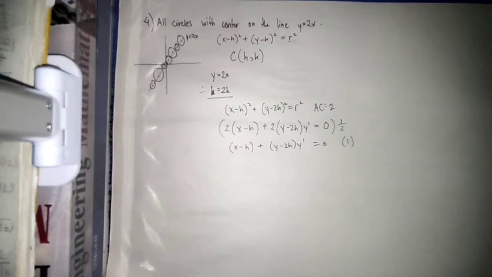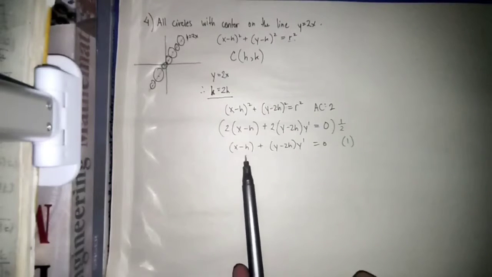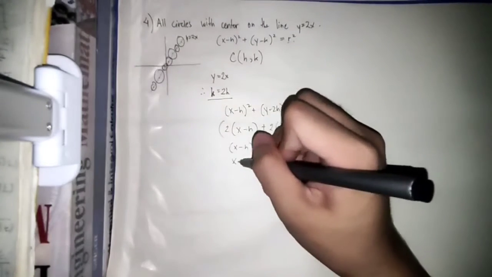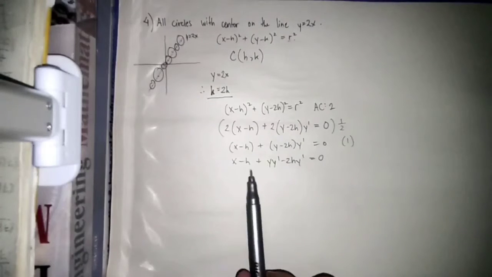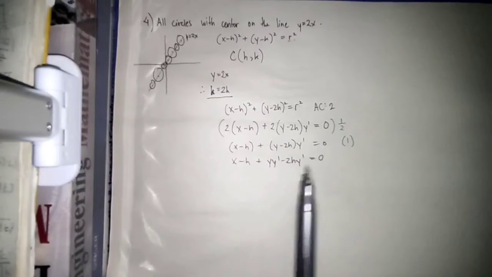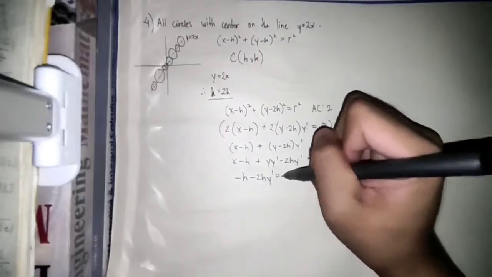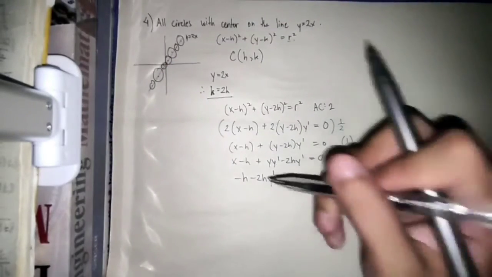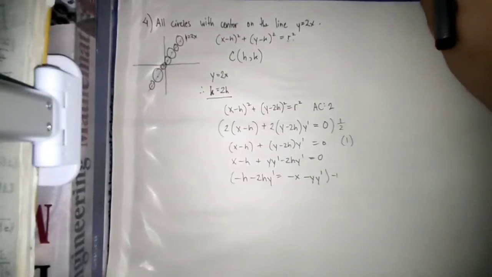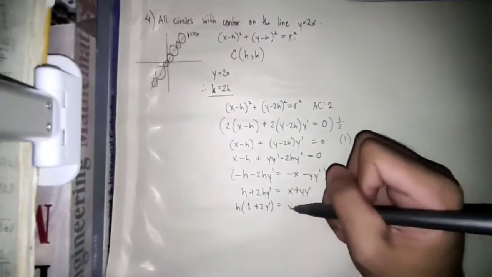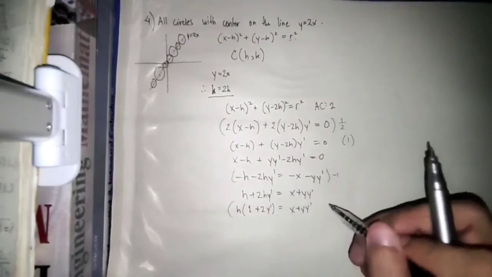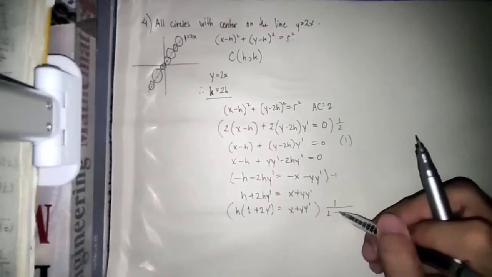Before I proceed to getting the next derivative, first I will arrange this equation by isolating h. Let's expand the equation first, and then leave the terms containing h on the left side and transpose all the remaining terms which have no h. Let's multiply this whole equation by -1. Now let's factor h here. Then let's multiply the whole equation by 1 over (1 + 2y').